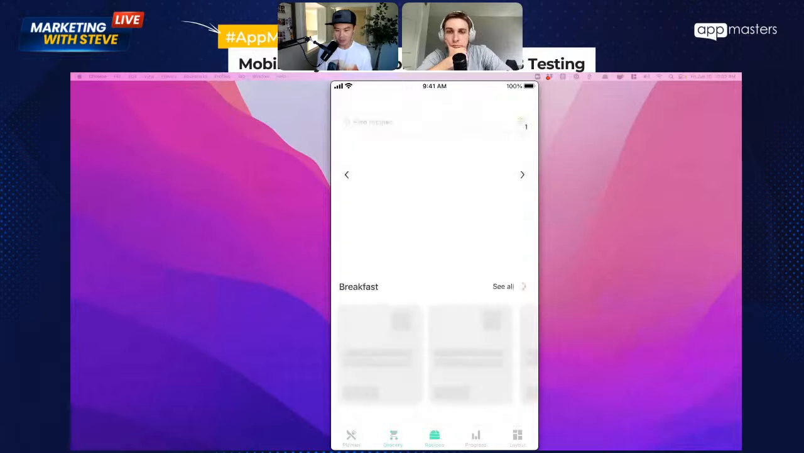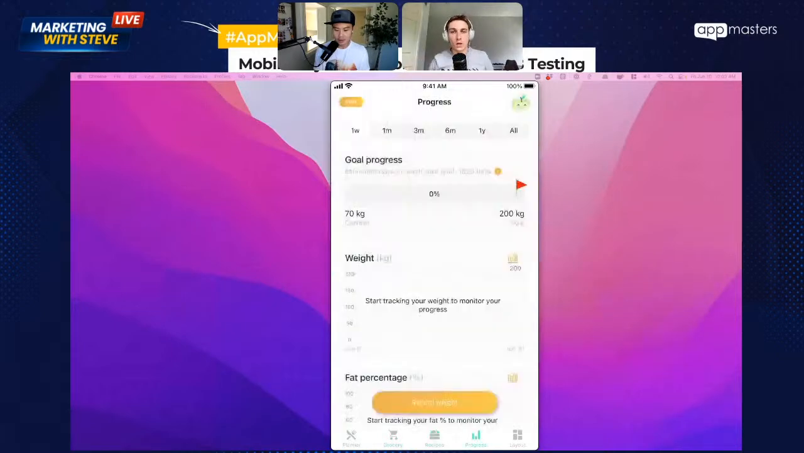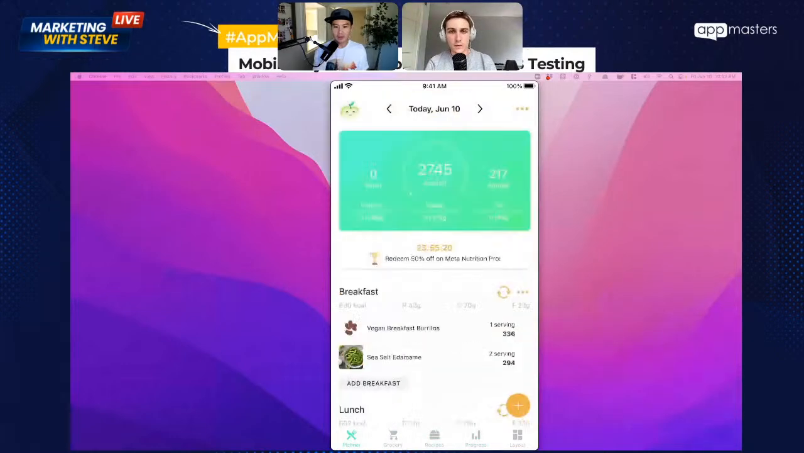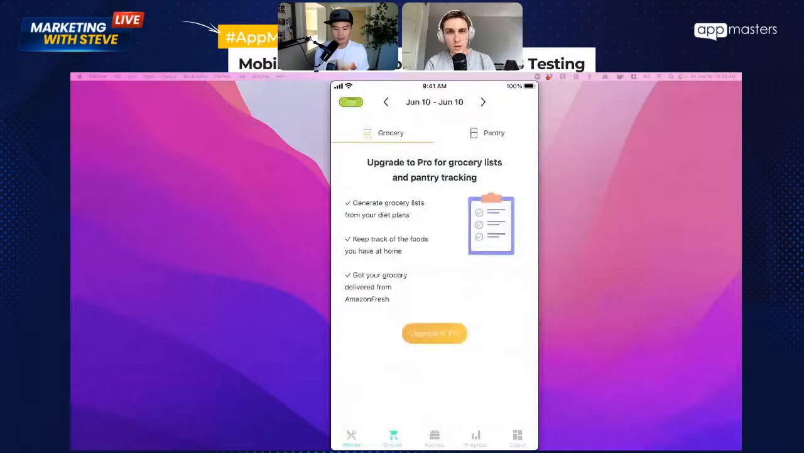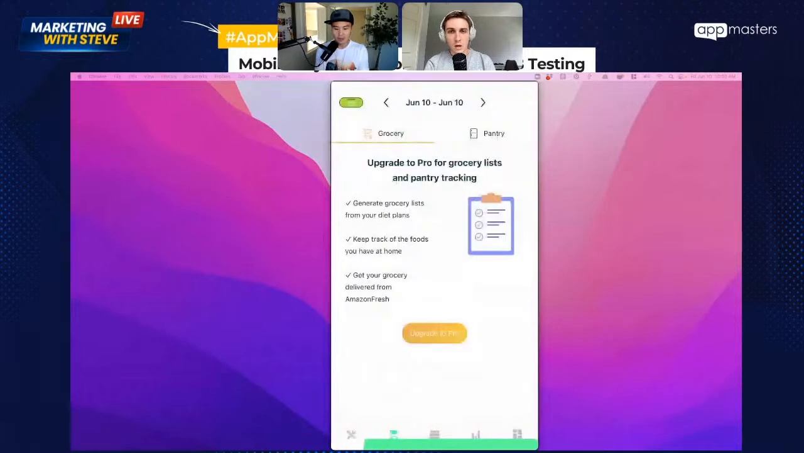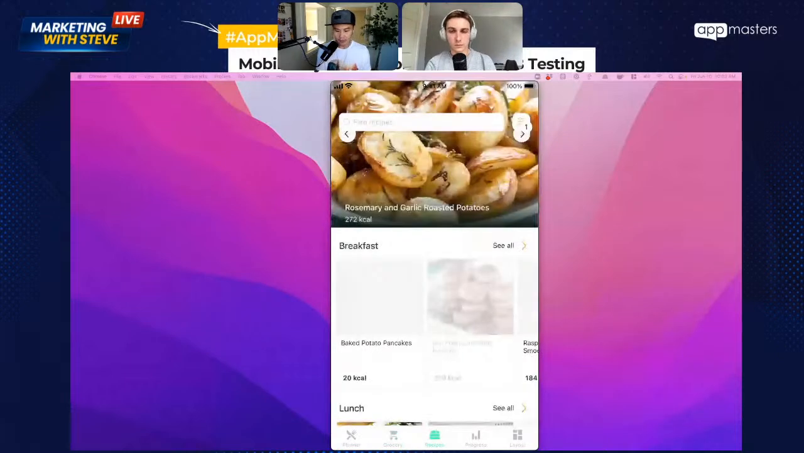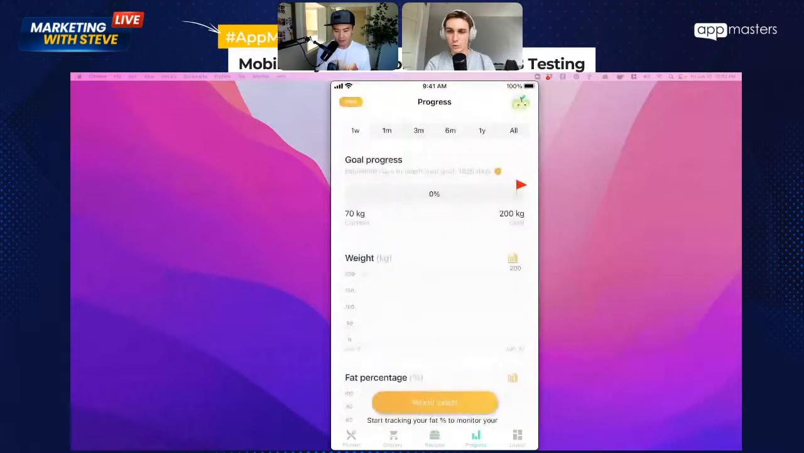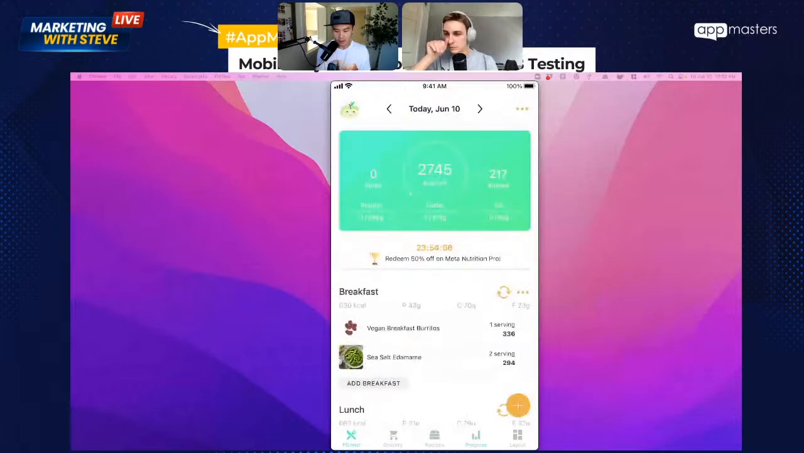Grocery, recipe. So it looks like for the first 24 hours, the app has all features, right? It doesn't look like it. I have to upgrade to pro to access the grocery stuff. Yeah, so I have access to the recipes and then progress. So I have access to all of it, but it looks like grocery and pantry are locked.